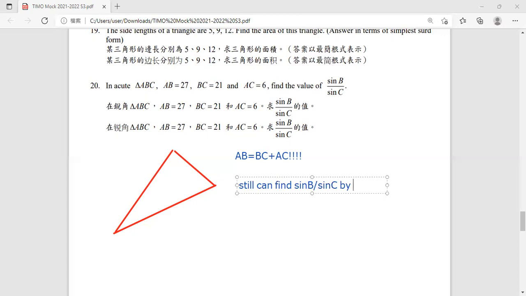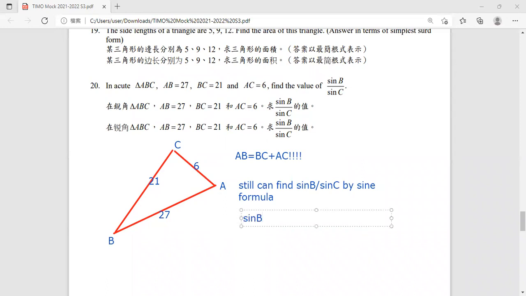By what? Sine formula. You can still find sine B over sine C by the sine formula. Now let's put the coordinates on it. This is 27, this is 21, and this is 26. Now this is B, this is C, and this is A. Okay, sine B.